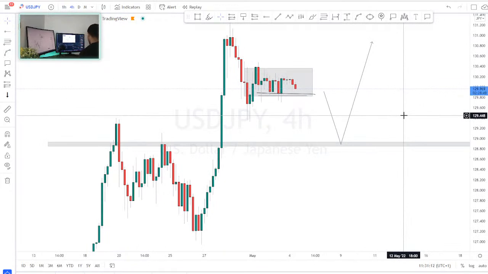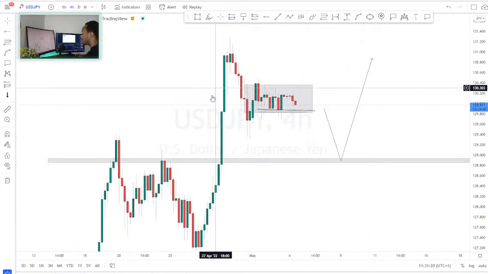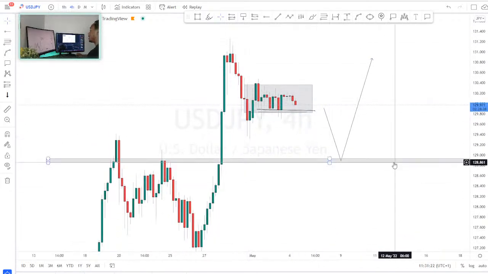But for this one, I was looking for price to go higher this week. Looking for some correction back down and the push higher, but overall it's a little bit sideways, so I'm not really looking to get involved with USDJPY anymore.